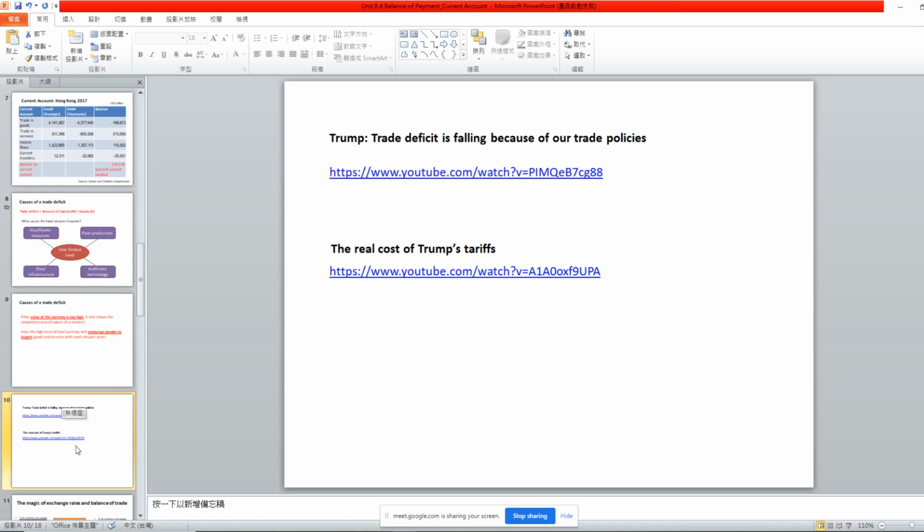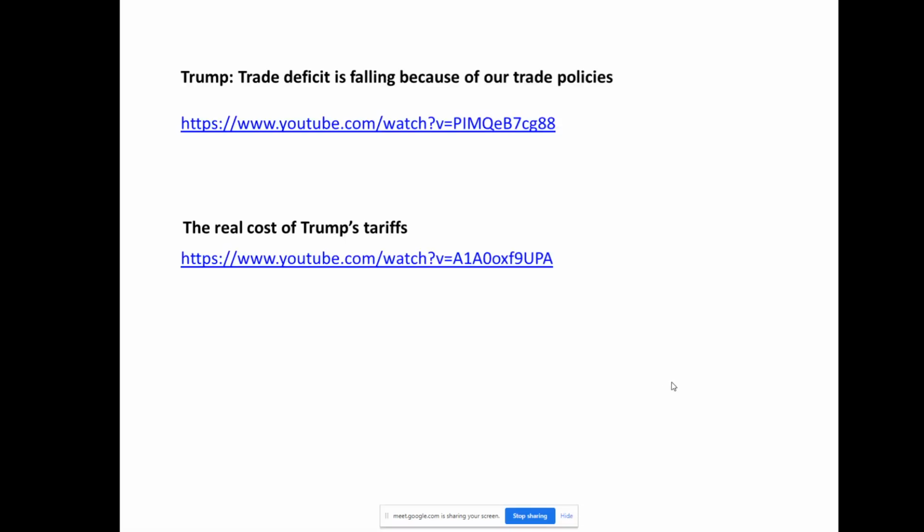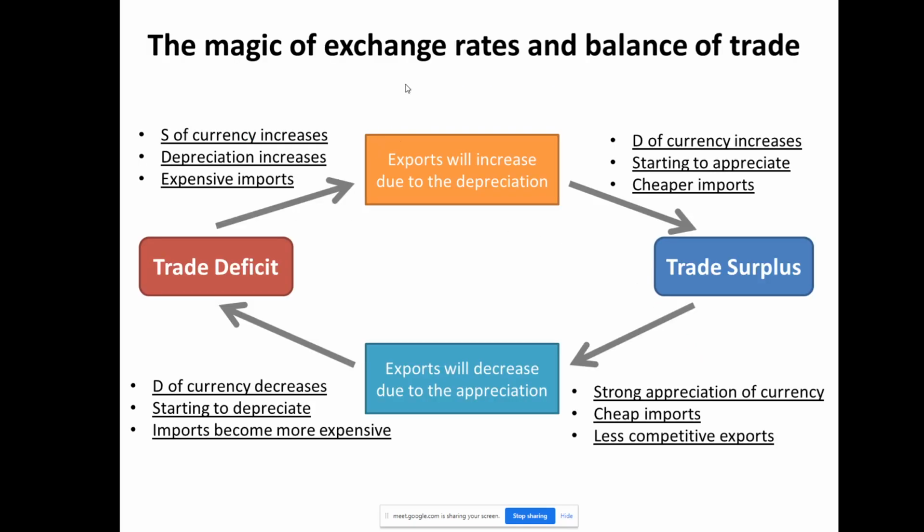So they are connected. So now we are going to take a look at this cycle here. Just give it a second. Okay. So take a look at this. From here, you can see the magic between exchange rates and balance of trade.